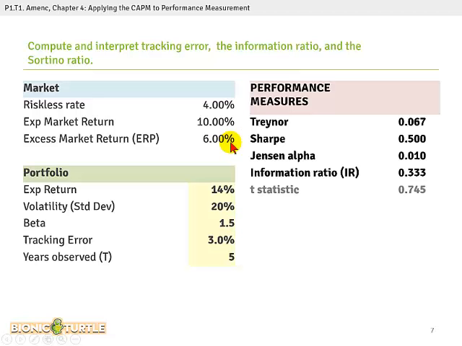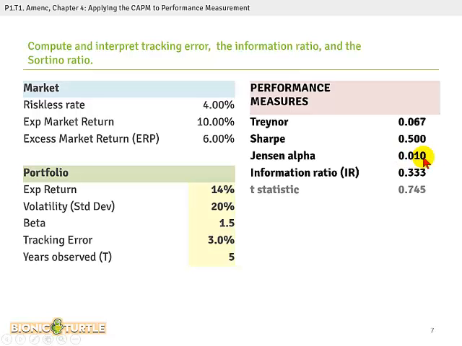1.5 times 6 is 9%, plus 4 is 13%. So the CAPM says that this portfolio with beta 1.5 ought to earn 13%. But its expected return is actually 14%. That's a difference of 1%, and that's a positive. So this portfolio is generating, in this case it's ex ante, an alpha of positive 1%.